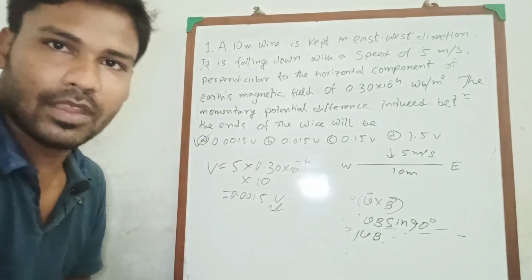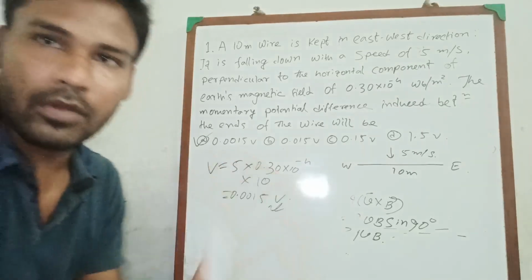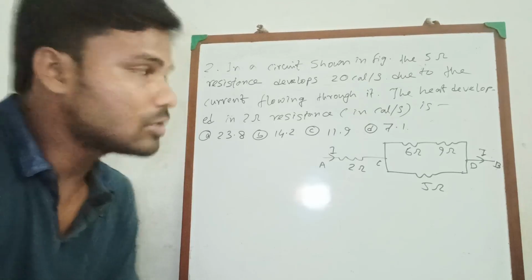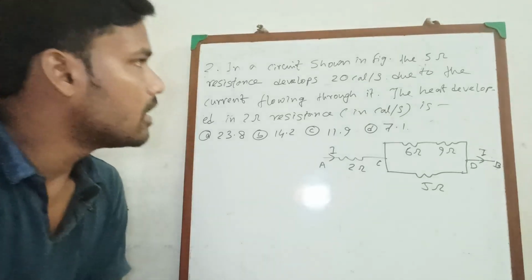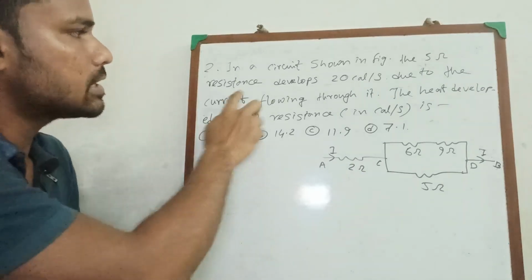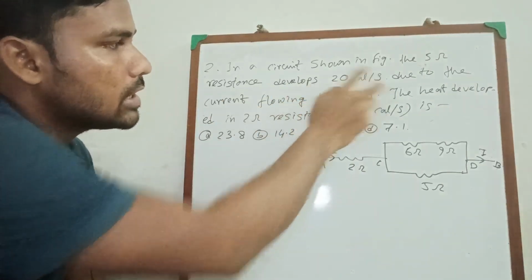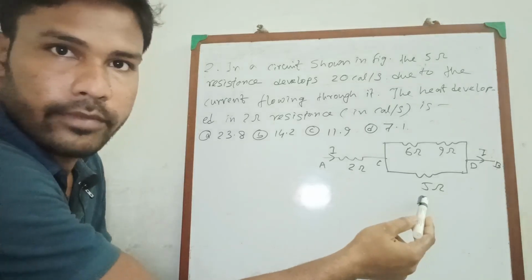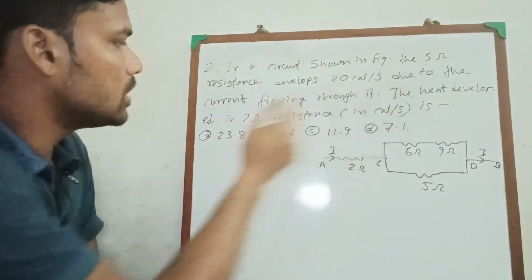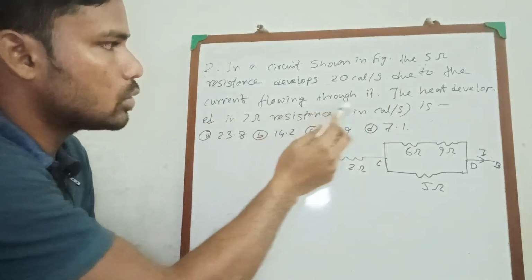Clear? Okay, let's go to our next question. So this is our second question here. In the circuit shown in the figure, the 5 ohm resistance develops 20 calorie per second. So this is a 5 ohm resistance. It develops 20 calorie per second due to the current flowing through it.